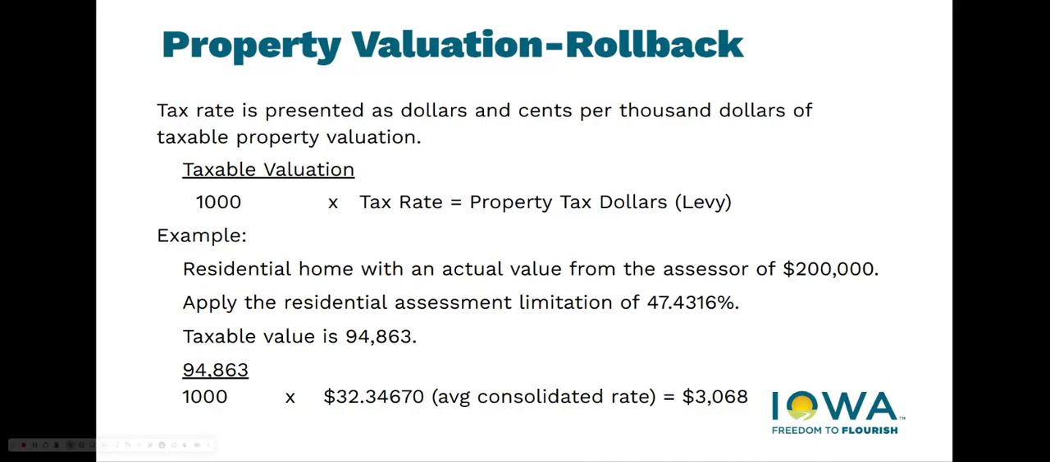Now, to go back to the tax rate and how we arrive at property tax dollars, the tax rate is presented again as dollars and cents per $1,000 of taxable property value.